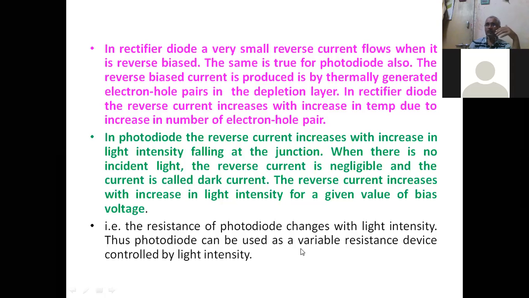But as the light intensity increases, the generation of electron hole pairs will start in the PN junction, and that will increase the reverse current. Right? So the reverse current in the photodiode increases with increase in intensity of light. Remember, the electron hole pairs are generated in the photodiode due to the light. In the ordinary diode, the electron hole pairs are generated due to the thermal energy. So this is the main difference.